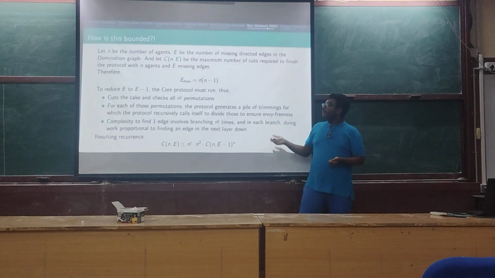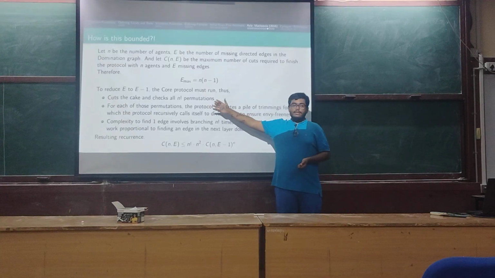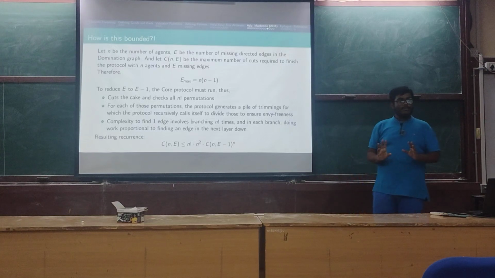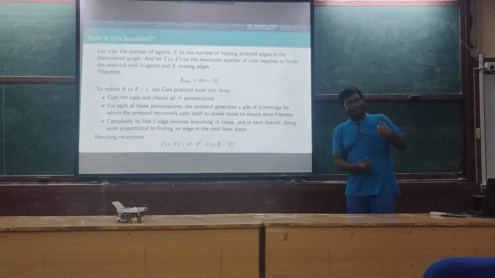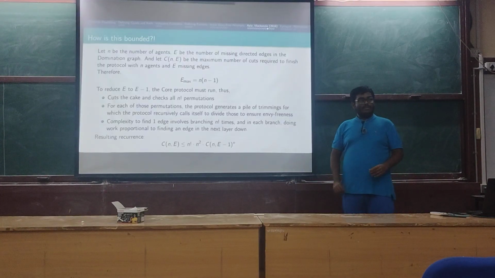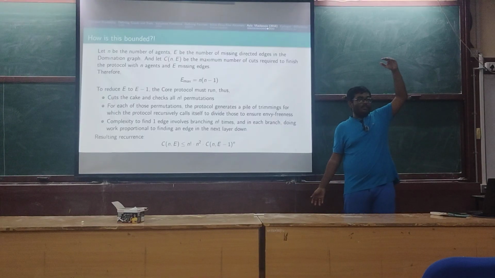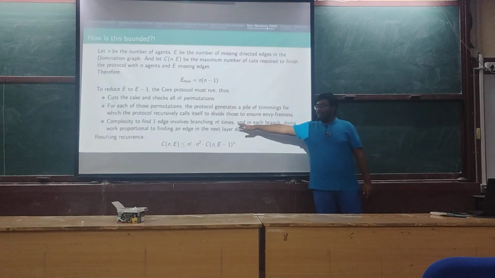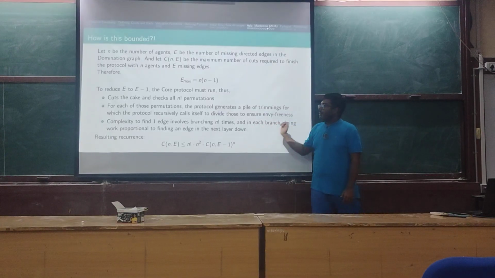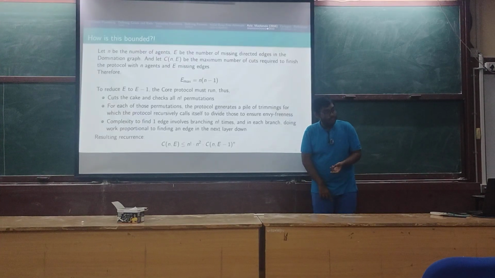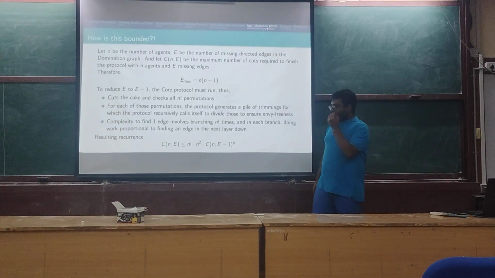Worst case scenario, no. So then I cut the cake, check all n factorial permutations. For every single permutation, I will need to generate a pile of trimmings, for which the protocol will have to recursively call itself to divide these to ensure envy-freeness. So it branches, then you have another branch, and it goes a lot deeper. Then the complexity to find one edge involves branching n factorial many times, and in each branch doing work proportional to finding an edge in the next layer down. So n factorial many branches, then n minus 1 factorial, and so on. So that means that we get a recurrence.